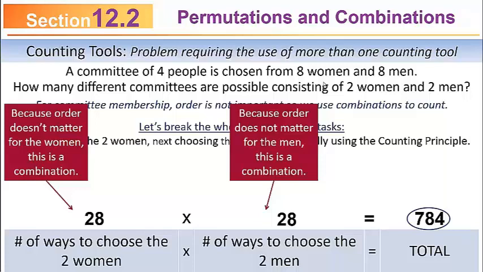And notice that the combination calculation was used for each stage in the counting principle, which had 2 stages. Choosing the women was the first stage, choosing the men was the second stage.